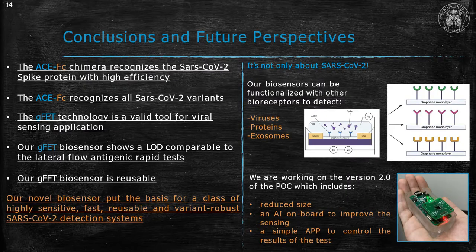So in conclusion, our novel biosensor lays the basis for a class of high-sensitivity, fast, reusable, and variant-robust SARS-CoV-2 detection systems. And we believe that this technology is not only related to COVID, because just by changing the bioreceptor on the graphene, we should be able to detect other viruses or proteins or exosomes for liquid biopsy applications. We are working on version 2.0 of the point-of-care device. This includes reduced size, artificial intelligence directly on board the device to improve the sensing, and a simple app to manage the signal acquisition and the results.